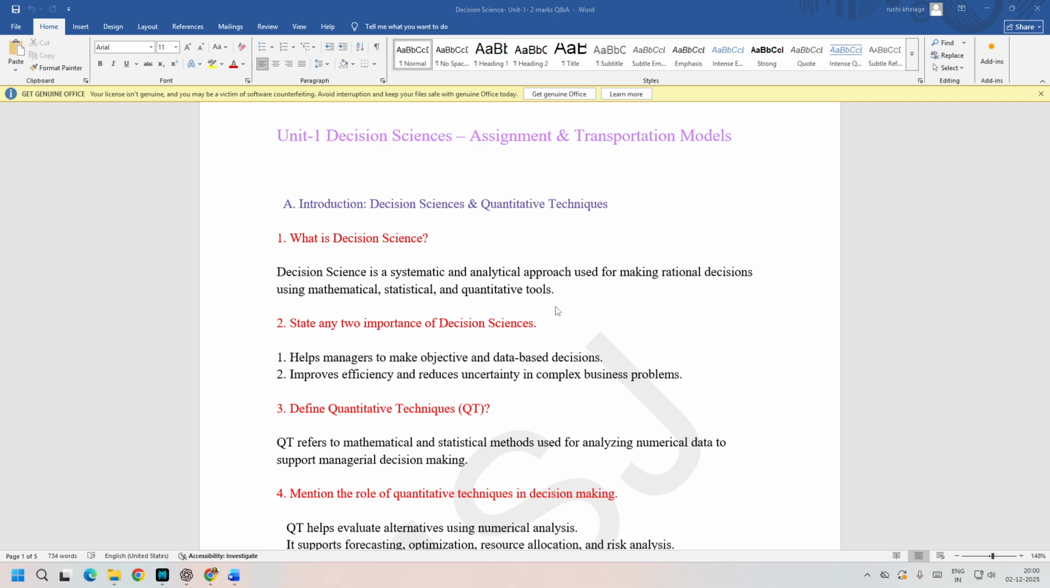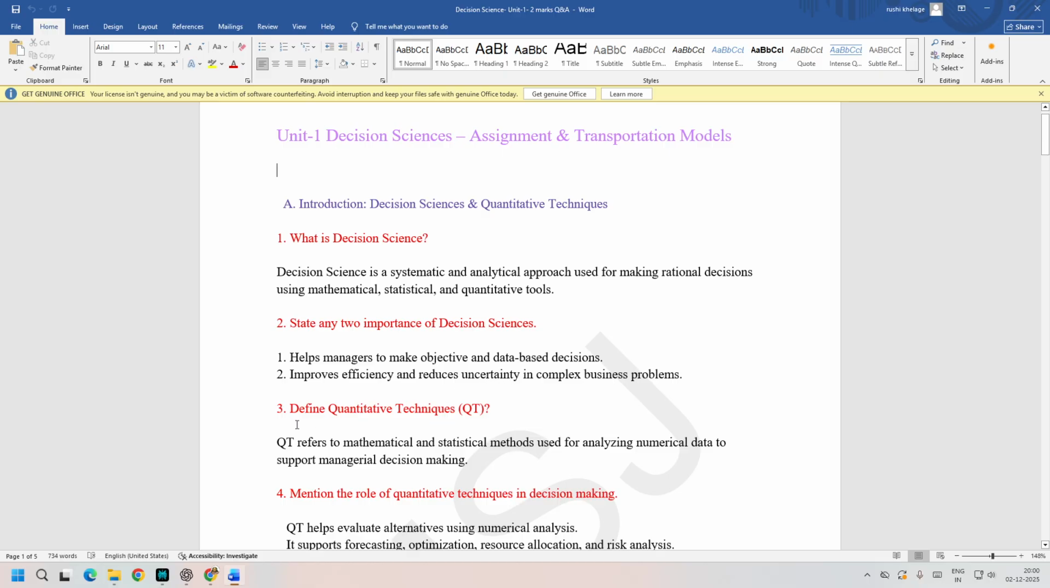Now second is, state any two importance of decision science. Yes, decision science is very important. It helps managers to make objective and data-based decisions. Secondly, it improves efficiency and reduces uncertainty. It leads the organization towards certainty. It saves the organization from failure.